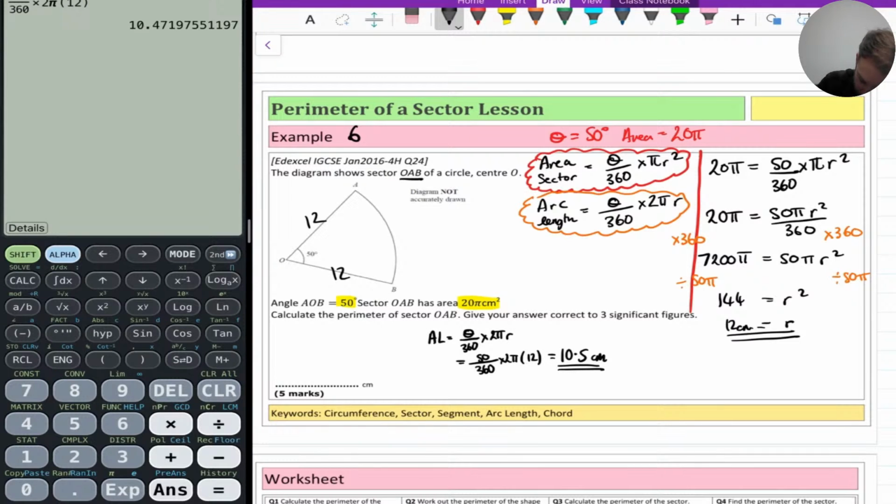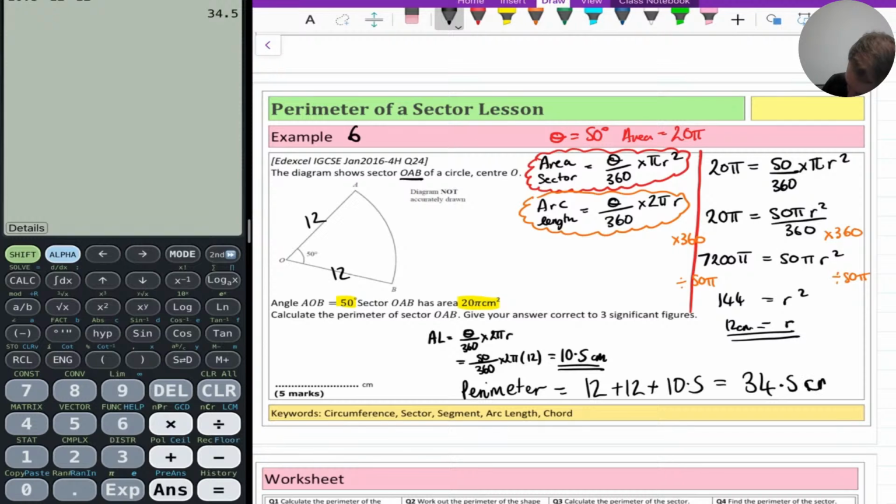plus the radius twice. So the perimeter is equal to 12 plus 12 plus 10.5. So 10.5 plus 12 plus 12 is equal to 34.5 centimeters. Brilliant. So get all of that down.